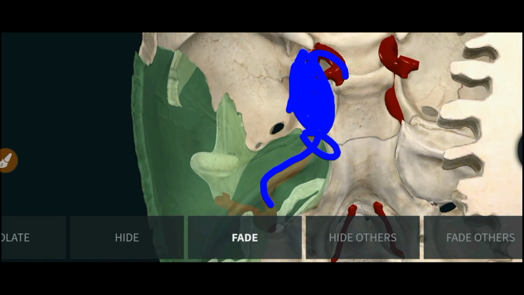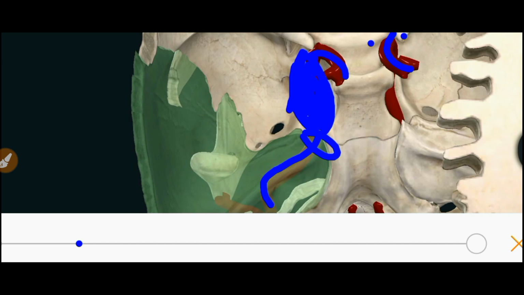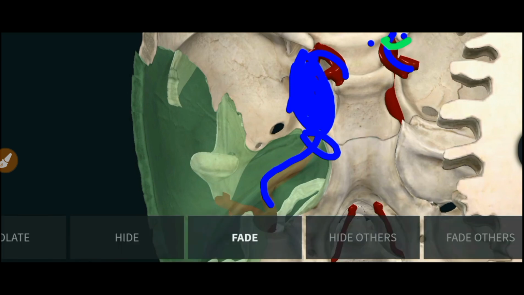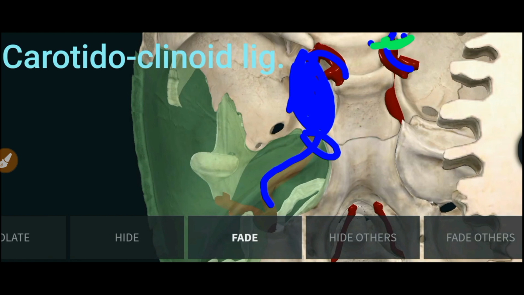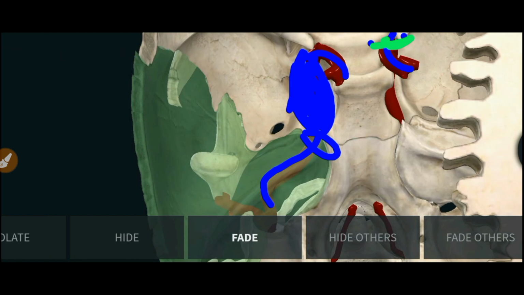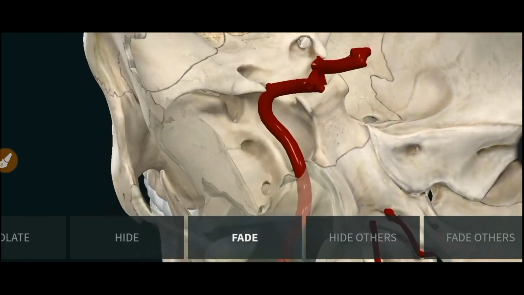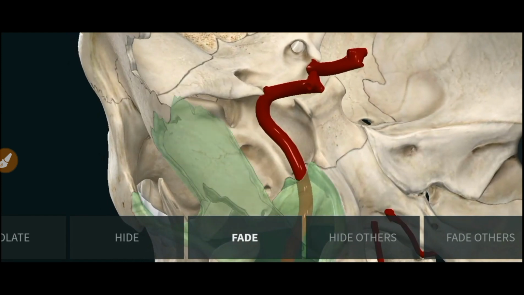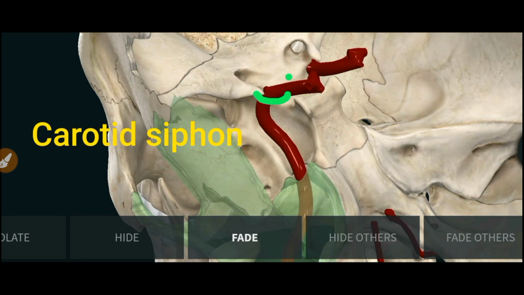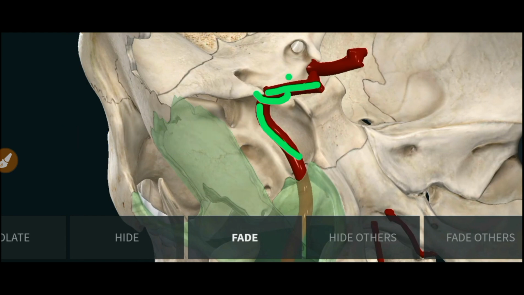Then it passes medial to the lingula of the sphenoid bone and forms the carotid siphon, passing beneath the carotico-clinoid ligament, connecting the anterior clinoid process and the middle clinoid process. The anterior clinoid process is the medial-most point of the posterior ridge of the lesser wing of the sphenoid. The middle clinoid process is on either side of the tuberculum sellae. For that, go to the video of this channel explaining the interior of the cranium. As you can see, the carotid siphon is there.